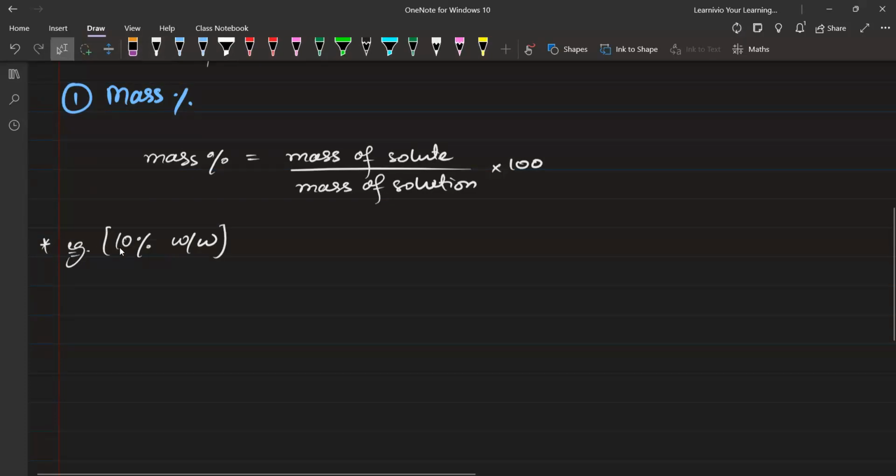Either this is written or they say 10%. I mean, these square brackets are to separate these things. Square bracket नहीं रहेगा जब 10 percentage by mass of aqueous NaCl. Now, this is one of the most important things that you are going to study in chemistry.